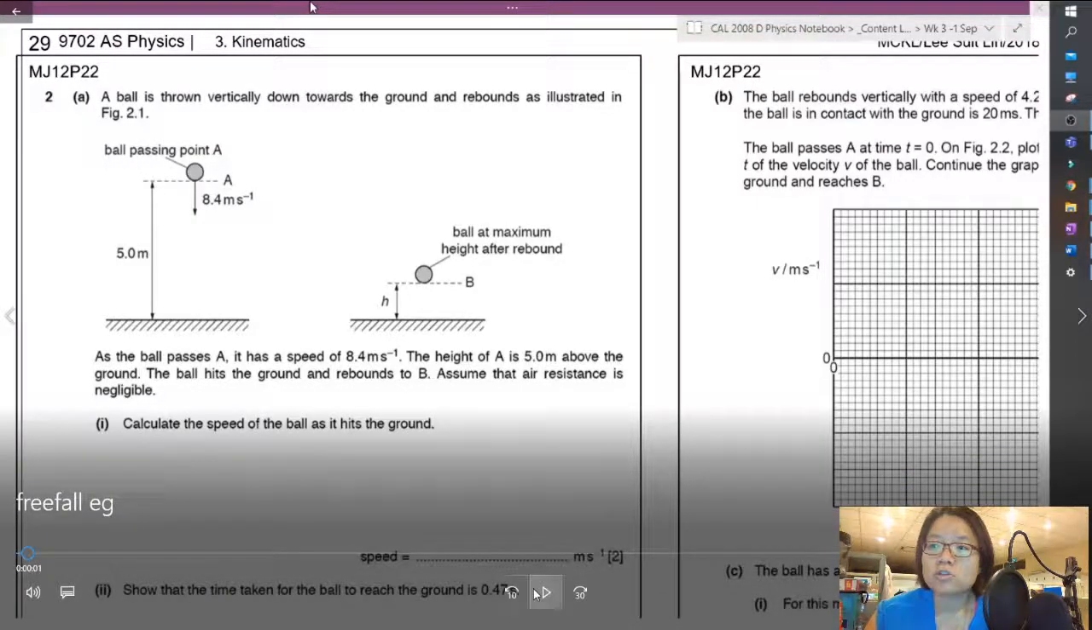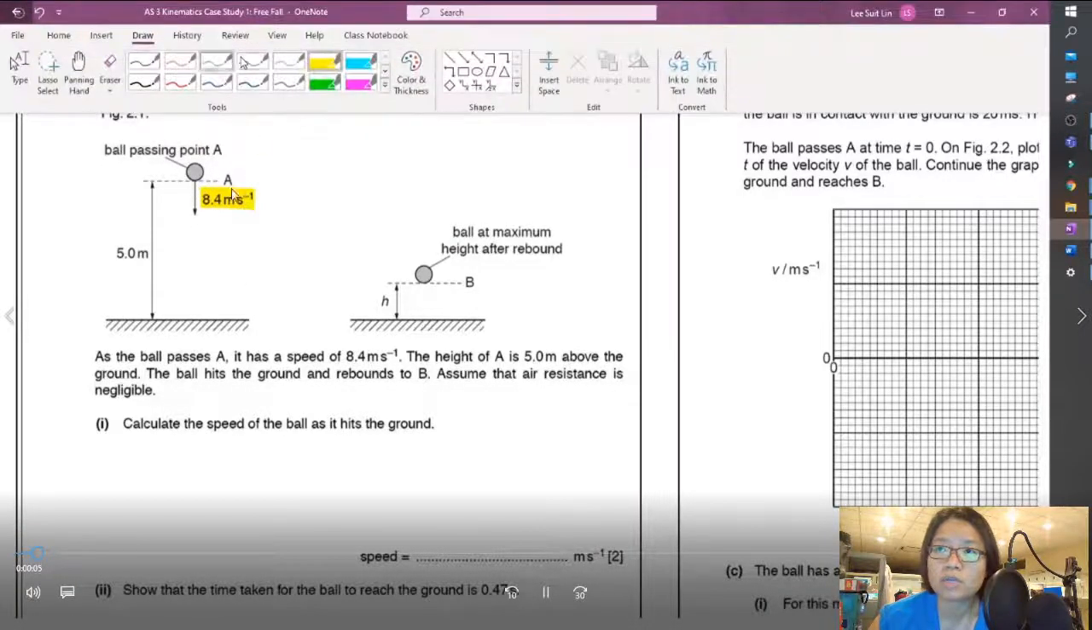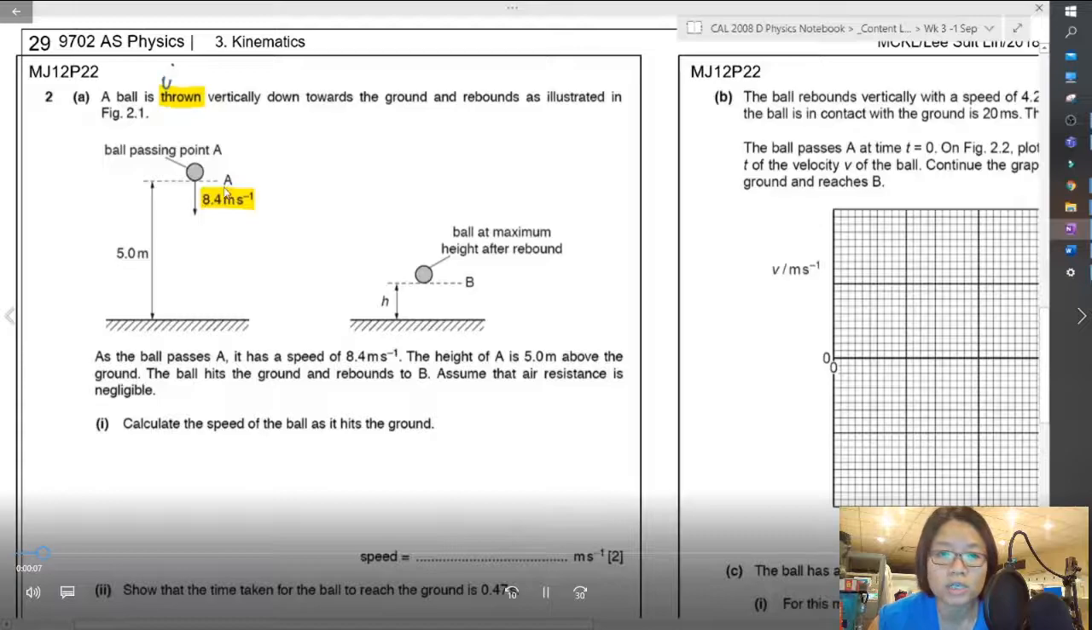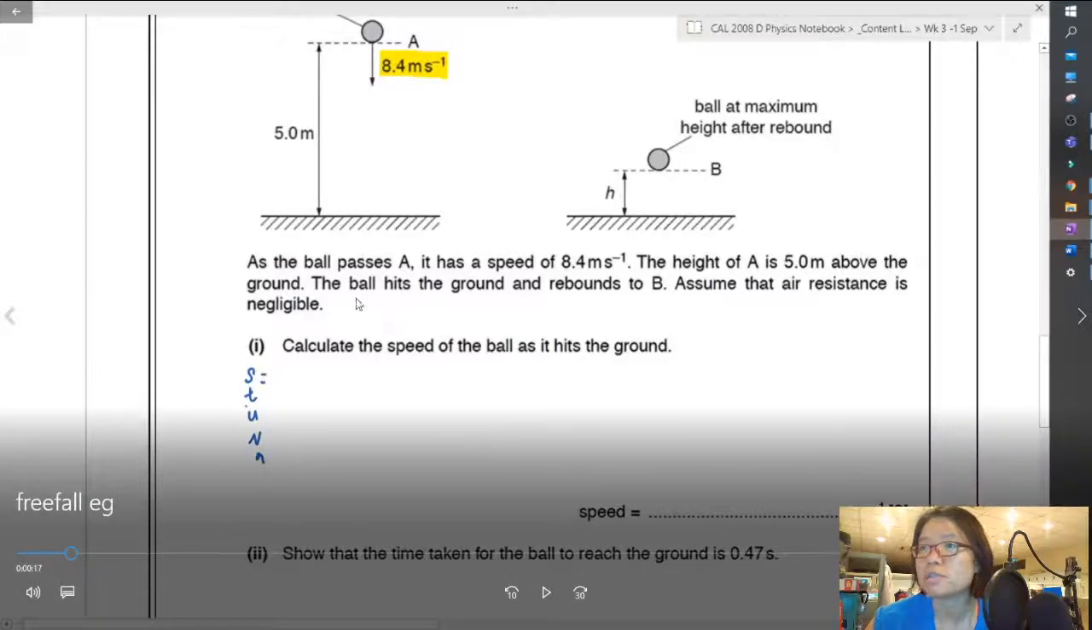Alright, so we're going to begin. So we're going to throw vertically downwards, okay? And then it will rebound. So I don't know whether it's thrown at this speed or you let go and then at this point it reaches 8.4. It doesn't matter. We start at 8.4. So if you look at the question, the ball passes A, it has a speed of 8.4, and the height is 5.